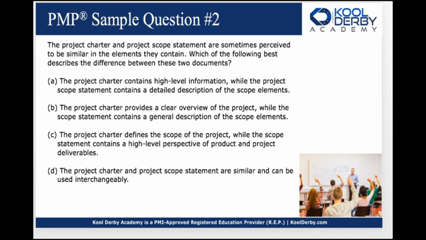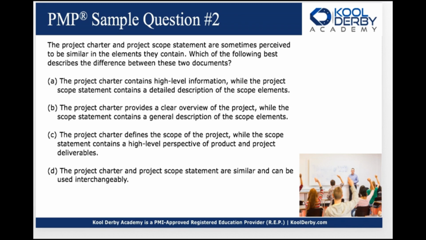It is not a general description. It is a detailed one, because we are in planning. Know the difference. Initiating is high level, planning is a detailed description. B is gone because of that. This is a very common way for exams to be written. Part of the answer is correct and part is incorrect. Therefore, if part is incorrect, all of it is incorrect.